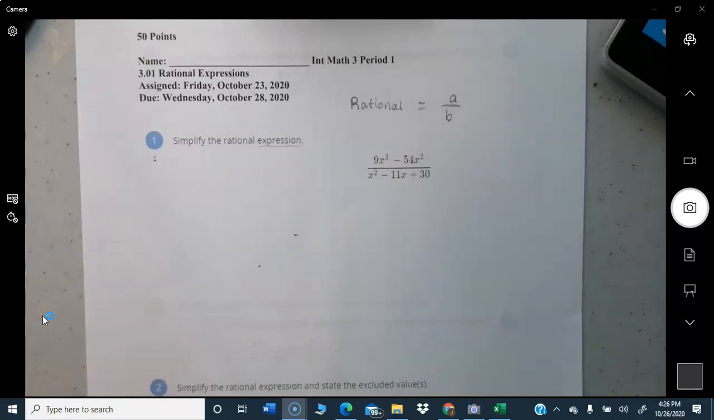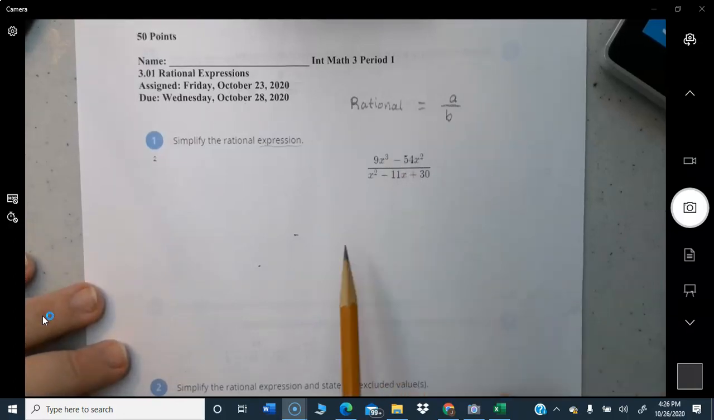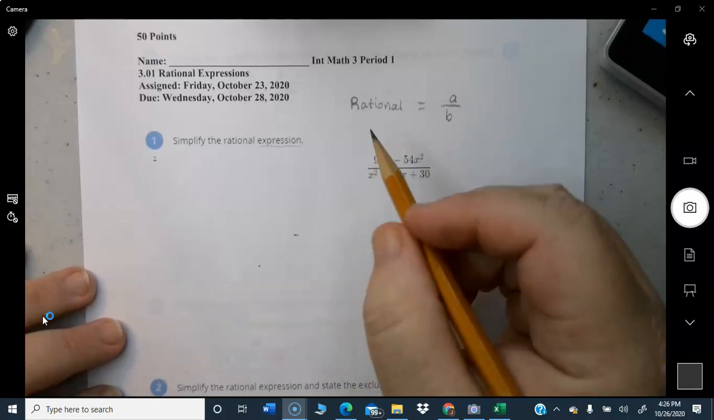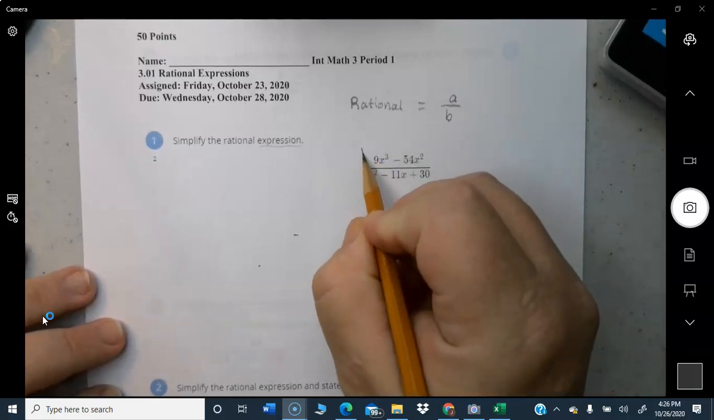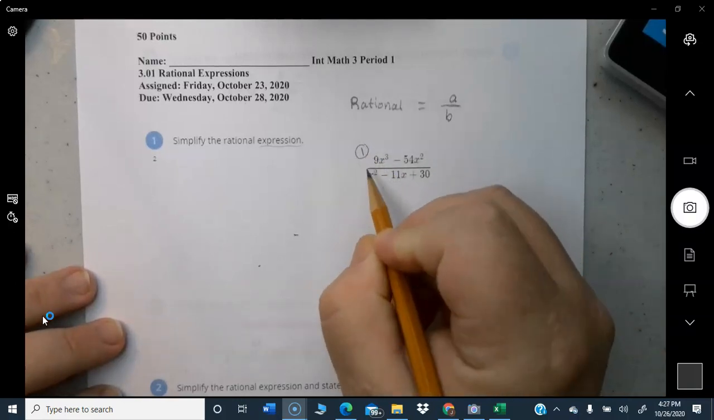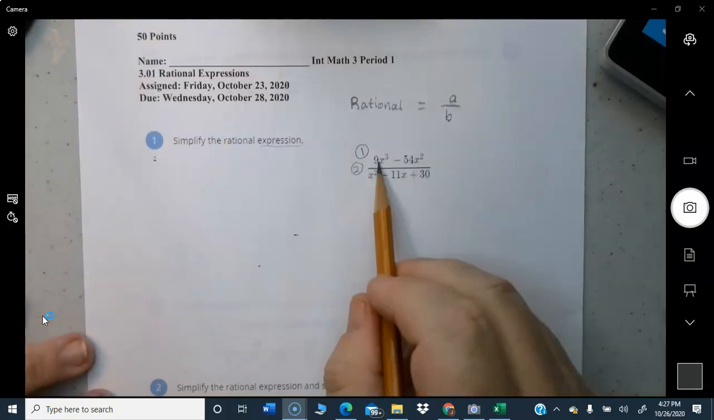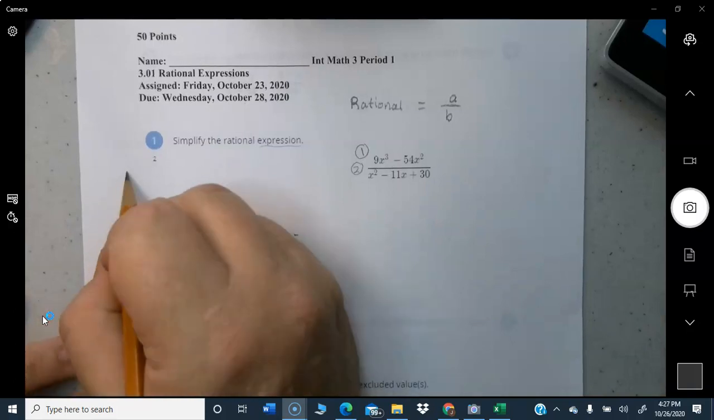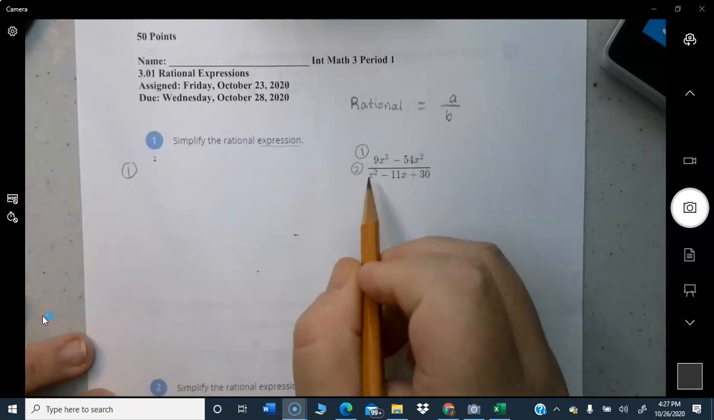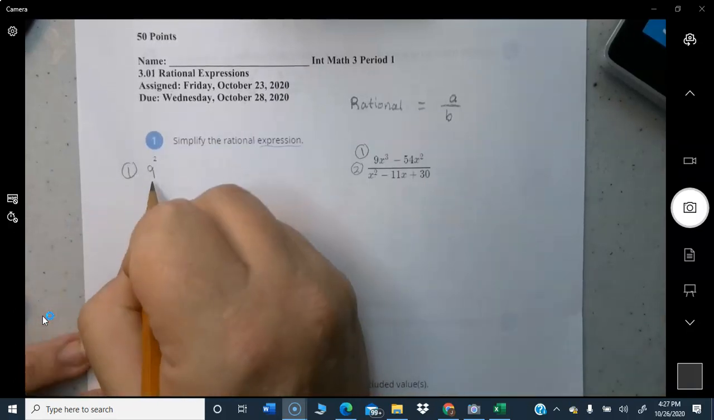Okay, so the way you deal with this is you basically factor this, and see what cancels. And it's not really necessary to do what I'm about to do here, but I label it 1 and 2 just to get you in the habit of doing that. So this is 1, this is 2. So I'm going to come over here and I'm going to factor number 1. So just copy it over.